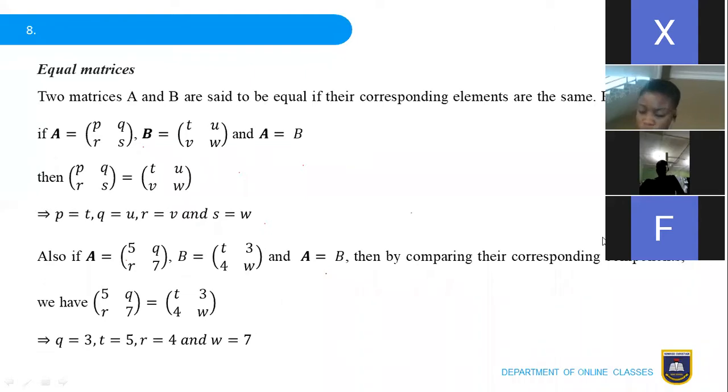Yes, sir. Good. Now, we also have R equal to 4 because R in the first matrix is corresponding to 4 in the second matrix. And the same applies to W. Equal matrices.